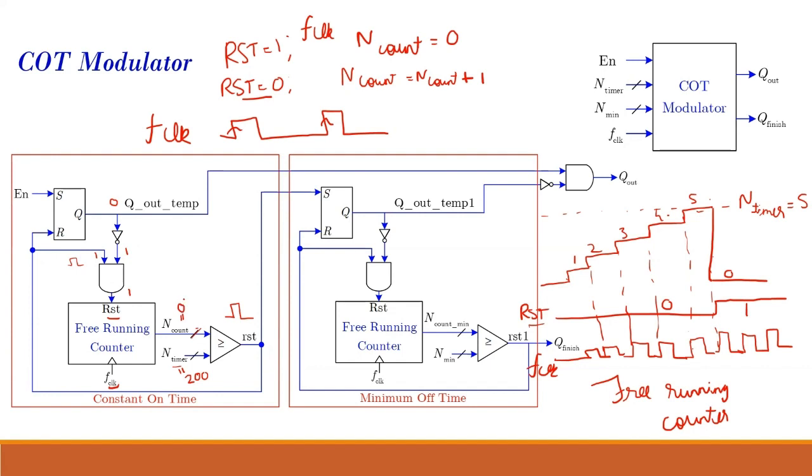So this is a step-by-step procedure. First I told the concept of your free running counter. What is a free running counter? Now we can look into the enable tree. So in constant on time, what we have?